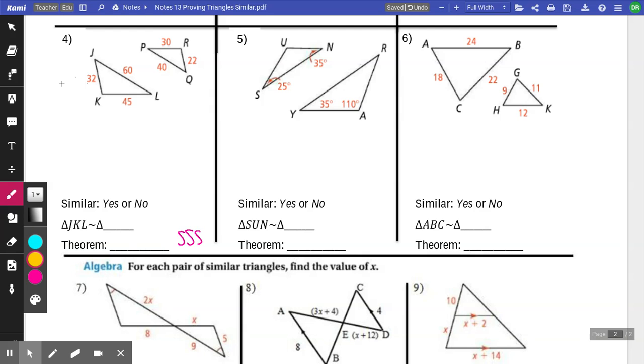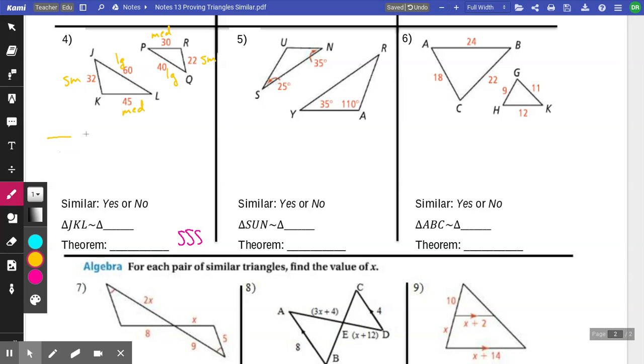the smallest side in this triangle is 32. The smallest side in this triangle is 22. So we'll compare those. We'll work our way up. We could call this the medium side. Compare it to the medium side here. And then we compare the largest side to the largest side in each of them. And let's go ahead and check those comparisons.